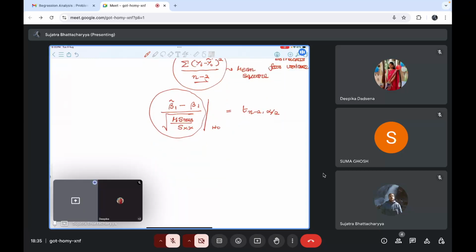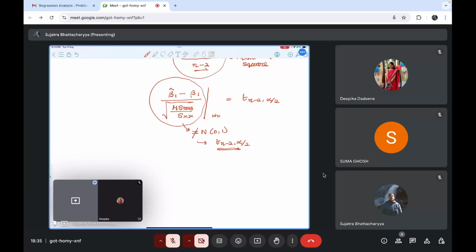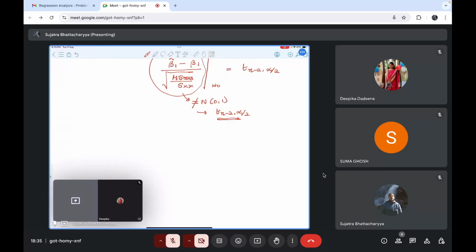But when I write MS residual instead of sigma square by Sxx, this is no longer related to normal 0, 1. It becomes a t n minus 2, alpha by 2 distribution. That is the t statistic distribution. Now again, you have to refer to my last class where I have shown how, if I put this MS residual, it becomes t distribution instead of N(0,1) distribution. So this you have to look at from there. Fine, so this is nothing but the t distribution.